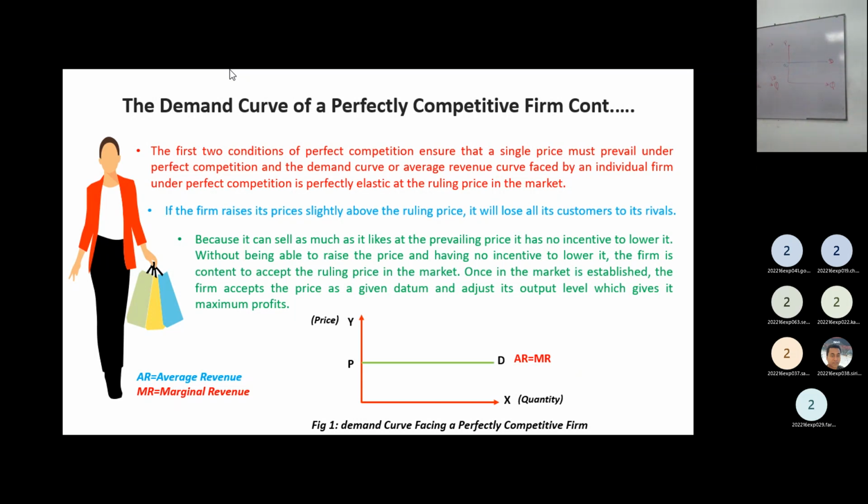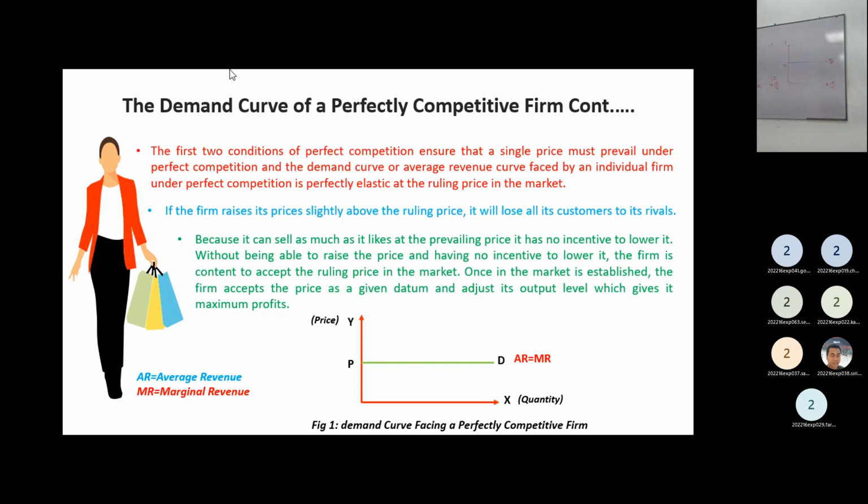Once the market price is established, the firm accepts the price as given data and adjusts its output level, which gives him the maximum profit. Anyway, this is the price that he has to charge. Now, if I ask you a small question, what do you think about the profits of these types of companies?